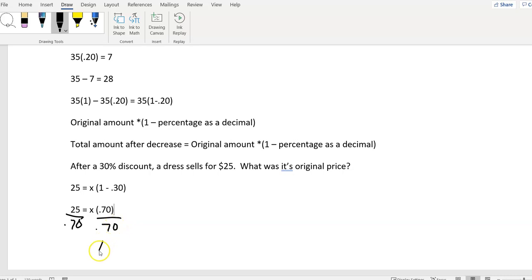And then on the right side, I'll just get my X. On the left side, though, I need to put 25 divided by 0.70 into my calculator. And I get, and I'll round it off to cents because we can assume that we are dealing with just money here and we don't have to go beyond 2 decimal places. So it's $35.71. And of course, we want to make sure that our original price was bigger than what we paid after the discount. And of course, it is.